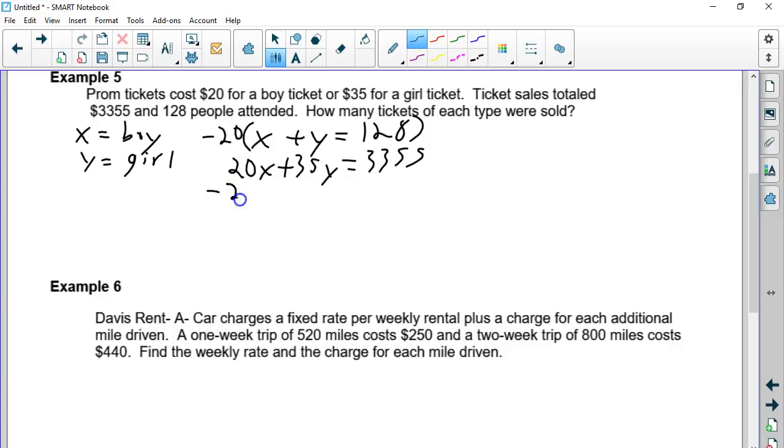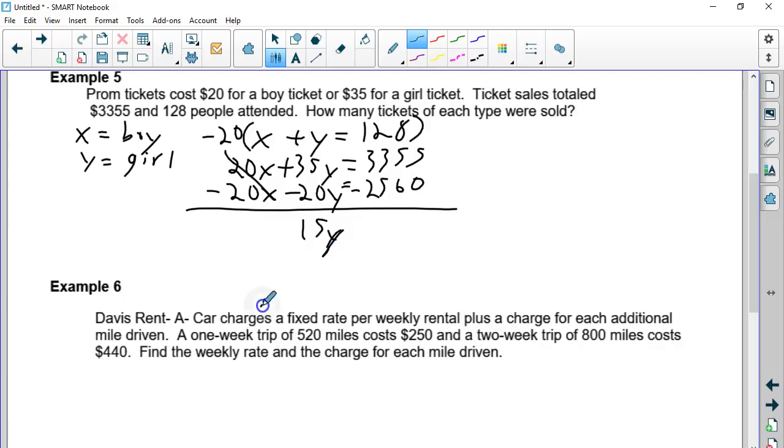Negative 20, negative 20x, negative 20y equals 128 times negative 20 is negative 2560. Add, x's cancel. 35 minus 20 is 15y. And then 3355 minus 2560 is 795. If I divide that by 15, I get y equals 53.